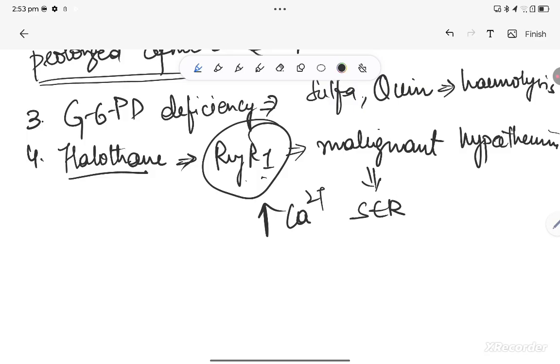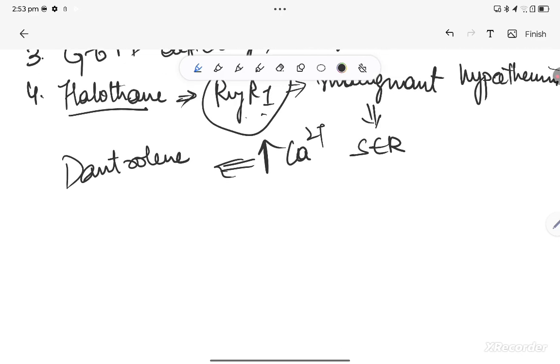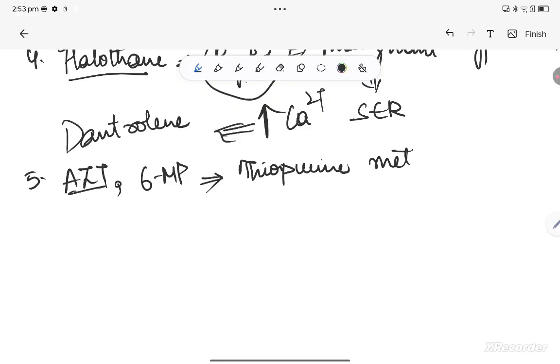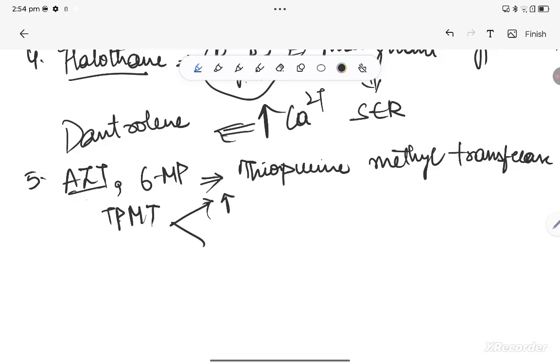So how do you treat this? We treat this with dantrolene. Clear? Now, let us talk about our fifth example. Patients who are on azathioprine or 6-mercaptopurine: for azathioprine to get activated, it needs the thiopurine methyl transferase enzyme. If the expression of this enzyme is more, it will lead to more action of azathioprine, resulting in more immunosuppression, so more opportunistic infections. Whereas if TPMT is less, this results in therapeutic failure.